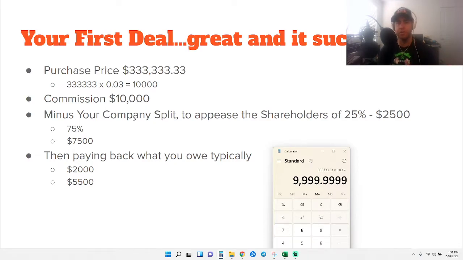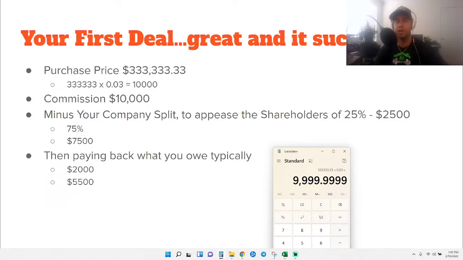But you've all committed to doing something to make you the strongest version of yourself, so we're giving you that bonus 5%. Everybody has to pay that company split when they're working with us because that appeases our shareholders. We do have shareholders now, so I'm always trying to make sure that we're covering our bases with the company. And so that 25% is $2,500 out of that 10,000. After I've taken that out to appease the company split, you have your 75%, or $7,500.